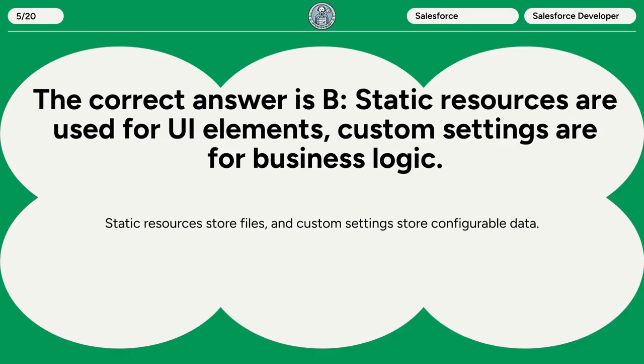The correct answer is B. Static resources are used for UI elements. Custom settings are for business logic. Static resources store files, and custom settings store configurable data.